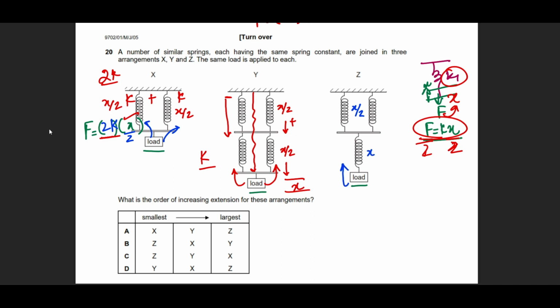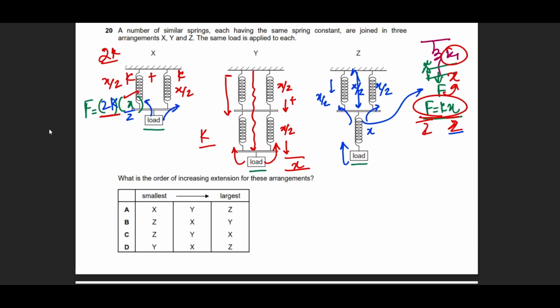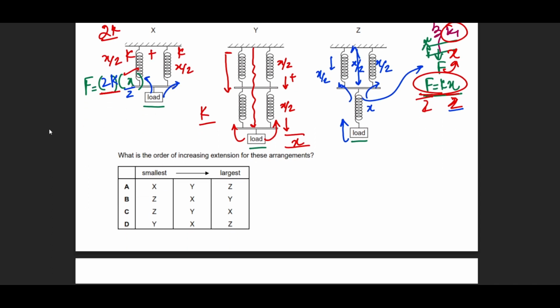Because this load is experienced by a single spring, we know that a single spring extends by x. And the load is being divided half and half on these two, so each of them is going to stretch by x/2. Collectively, this situation moves by x/2. So notice what I'm going to do: how to find the spring constant in this situation.